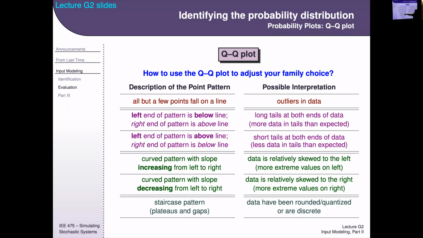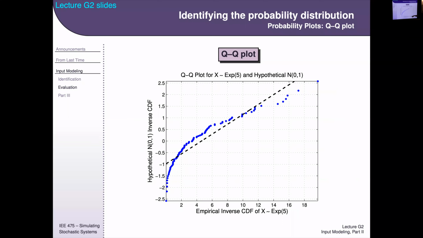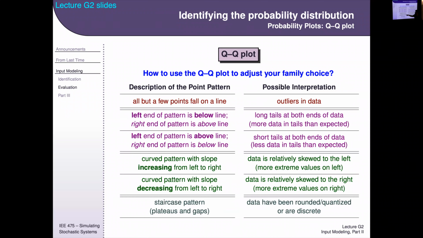And then similarly, curved with slope increasing to the left. If I go back here, this is a curved pattern where there's a decreasing slope. Curved pattern with slope decreasing from left to right means the data is relatively skewed to the right, with more extreme values on the right. That makes sense to me. Your hypothesis was a symmetric distribution, a normal distribution. But because I saw a curved pattern with slope decreasing to the right, the actual data has much more skew to the right. It had a lot more data points on the right than your hypothesis. So your hypothesis was symmetric, and this was a very skewed distribution, skewed to the right.